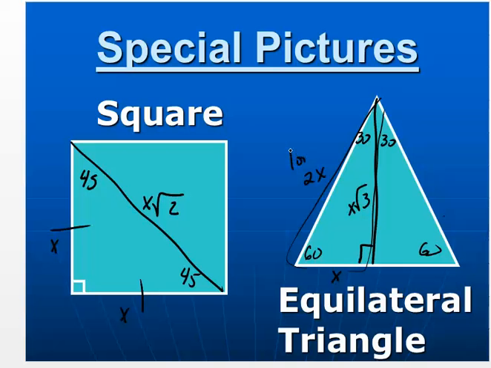So this is the hypotenuse. This is what we call the long leg, and this is what we call the short leg.